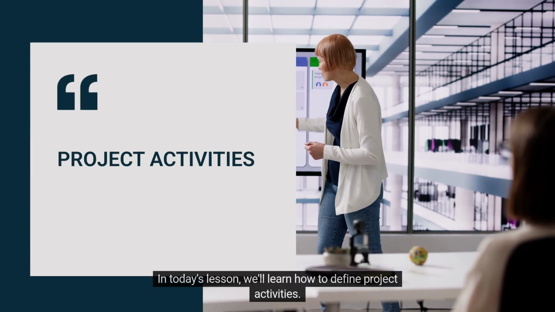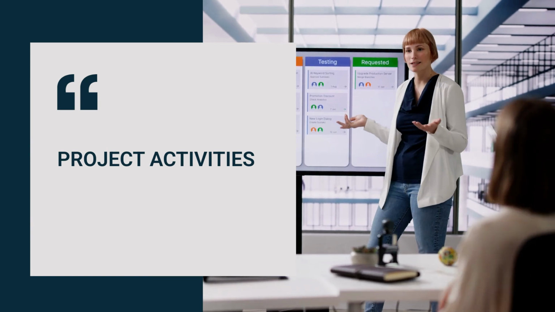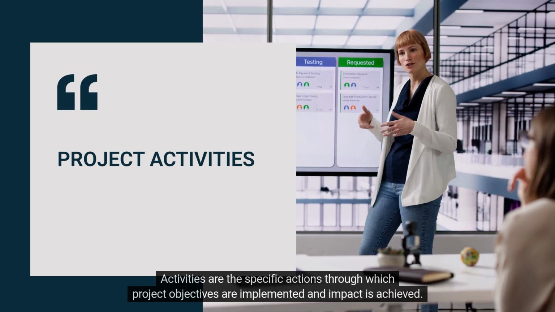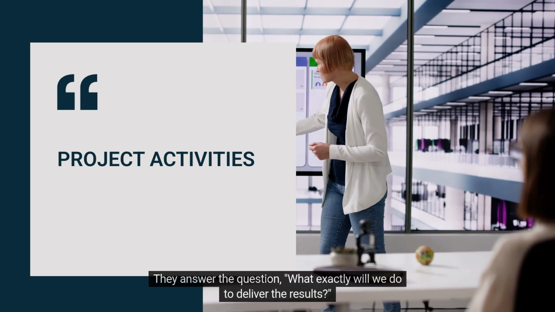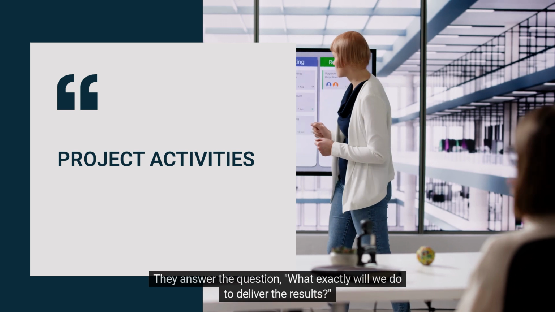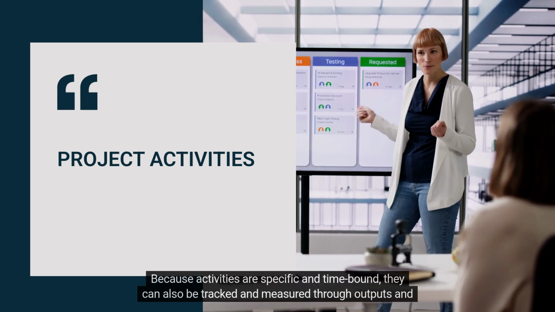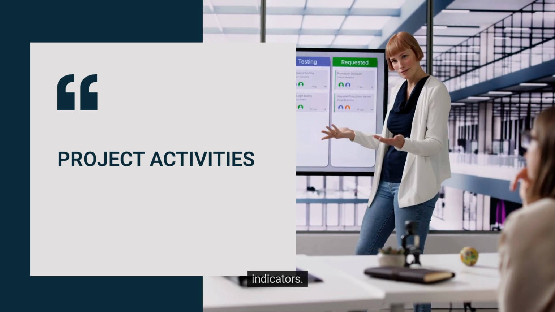In today's lesson, we'll learn how to define project activities. Activities are the specific actions through which project objectives are implemented and impact is achieved. They answer the question, what exactly will we do to deliver the results? Because activities are specific and time-bound, they can also be tracked and measured through outputs and indicators.